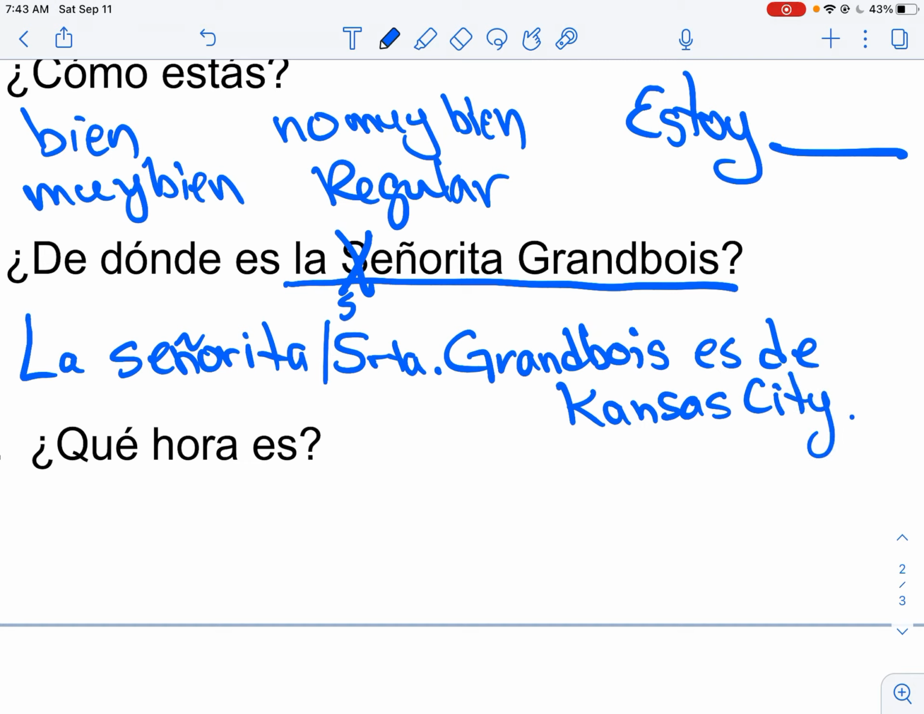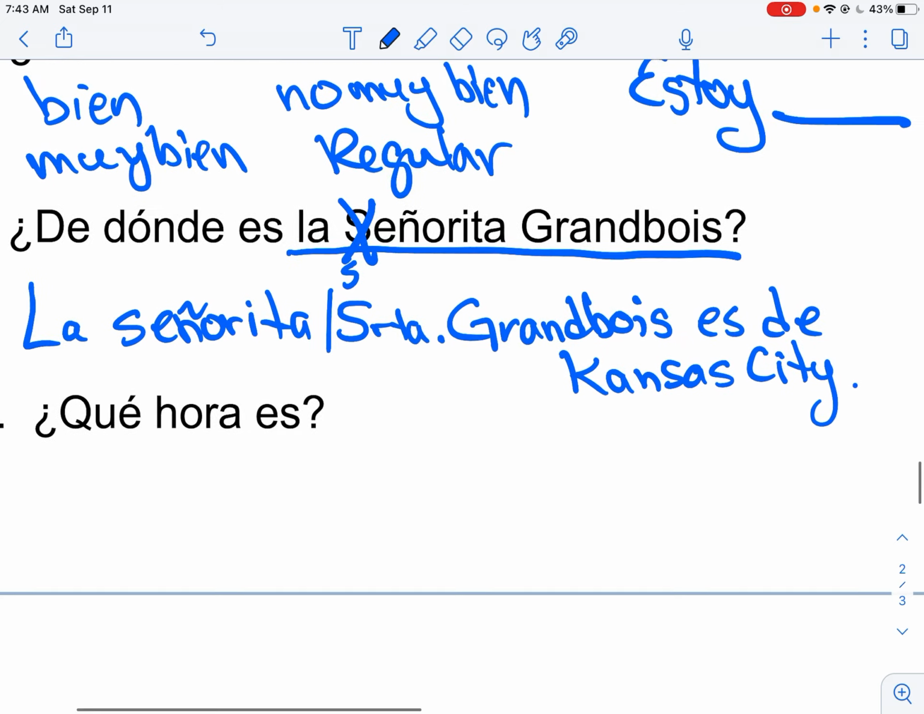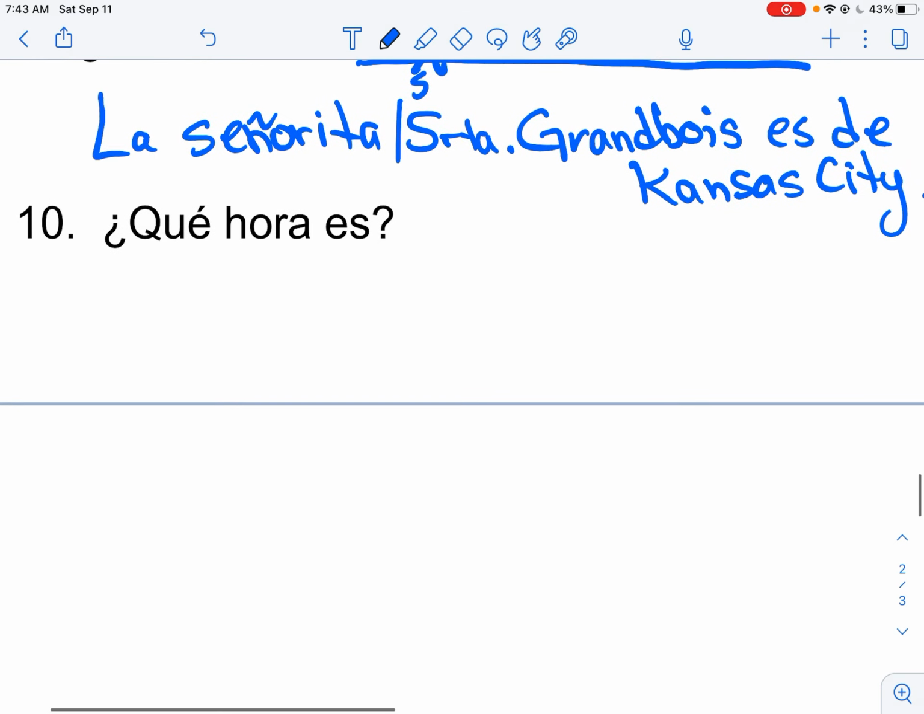Now, if you put Los Estados Unidos, I was fine with that. If you put Kansas, I was fine with that. But some of you tried to put America. Guys, America is the whole North America, South America, and Central America continent. You can't just say America. ¿Qué hora es? Then I look on what time you have written down. So I can't answer this one. So whatever time you wrote, the time I can see.